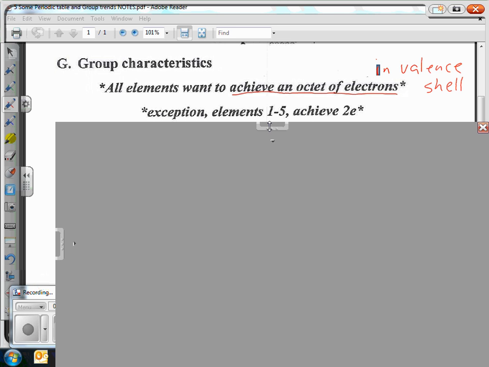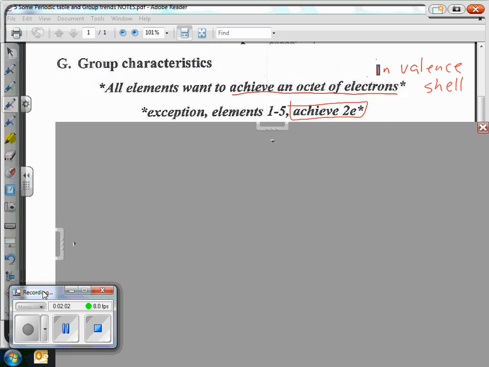These are exception elements, 1 through 5, because they don't even have 8 electrons, do they? So we're talking hydrogen, helium, lithium, beryllium, and boron. These can be happy by achieving 2 electrons in their outermost energy level. And this is called the duet rule. So we have the octet rule and the duet rule.